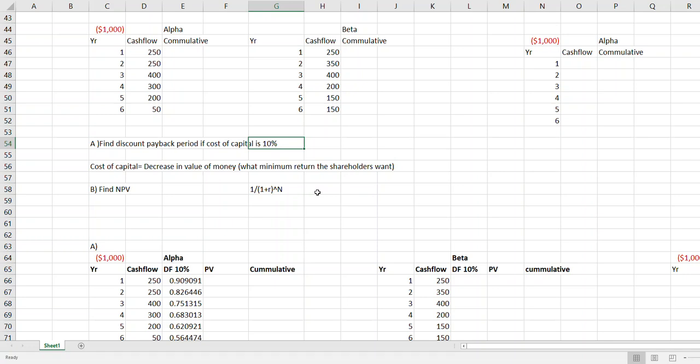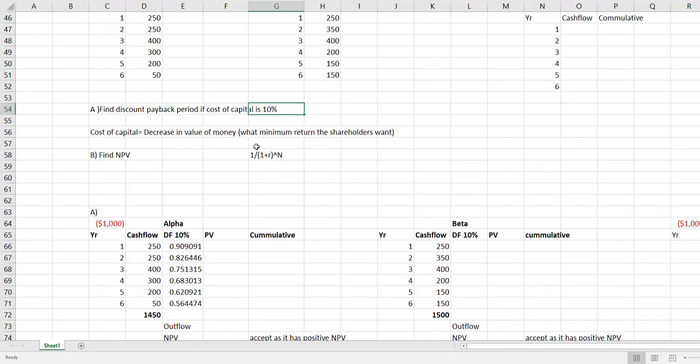If the value of money decreases by 10%, and this percentage will be given to you, then we have a formula for this. We have 1 divided by 1 plus r. This is the compounding formula. But the only thing is we take 1 divided by that compounding formula, and this is called discounting. Increasing the value of money is called compounding. So what I've done is taken 1 divided by 1.10 to the power of the years.